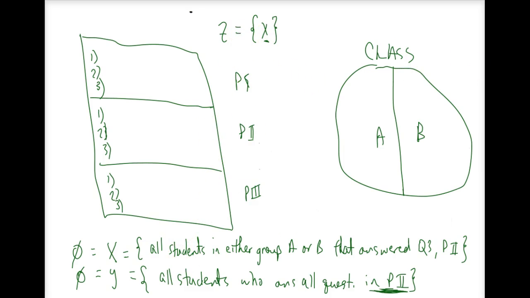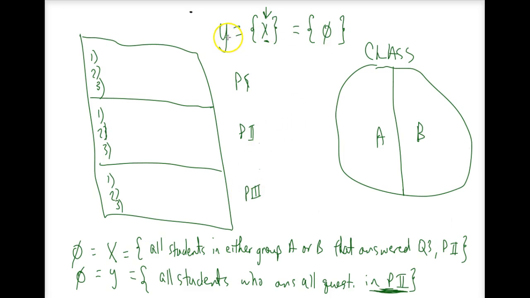And so because of that, if we wanted to keep it simple, which I'm going to do now, we could say that Y has several members in it, and one of those members is the set X, which is all the students from either group B or group A that answered question 3 in part 2. Now, of course, we know that Y itself is the null set, but here we know that X is actually the null set as well.